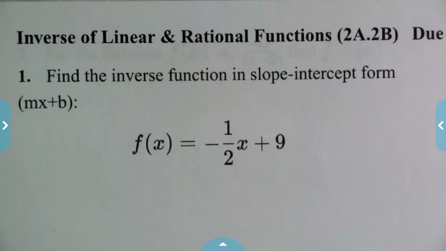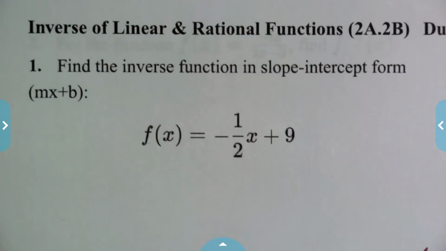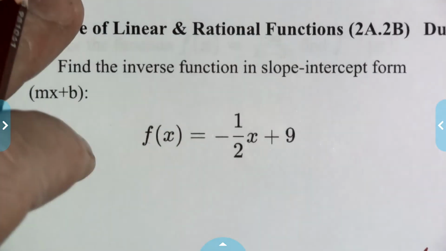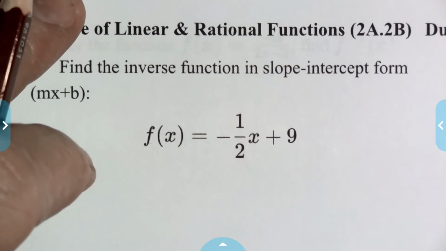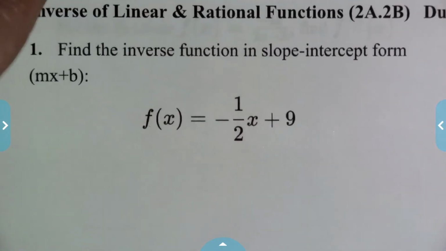All right, so here we are with the inverses of linear and rational functions assignment. So I thought I would just help with this assignment. I think it's good sometimes to go over the work.